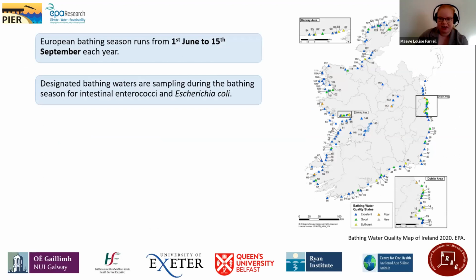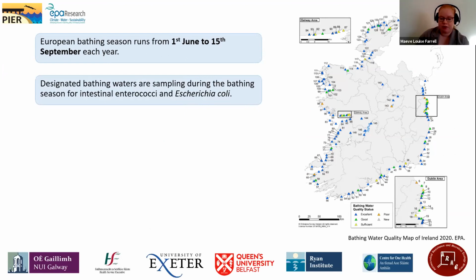So we all know that recreational water activities are important for our health and well-being, and they greatly increased during the pandemic. The European bathing season runs from the 1st of June to the 15th of September each year. And essentially designated bathing waters are sampled just before and during the bathing season for 2 organism groups: our intestinal enterococci and our Escherichia coli.